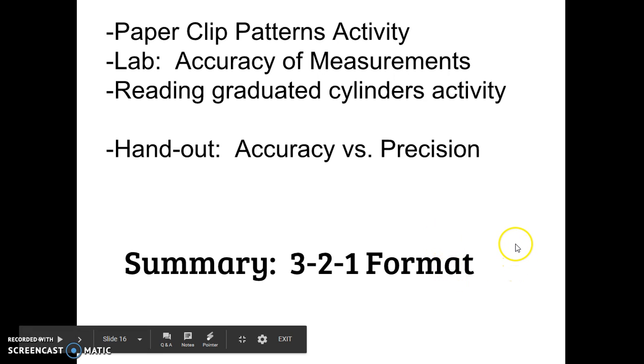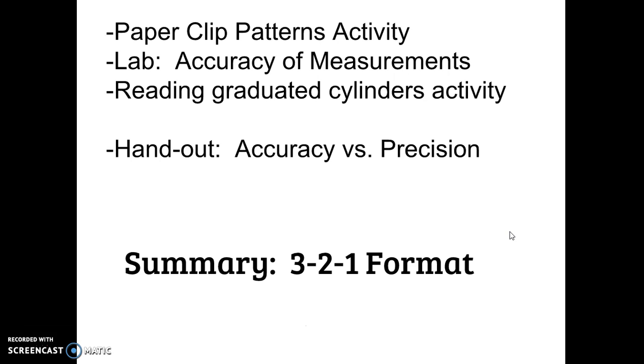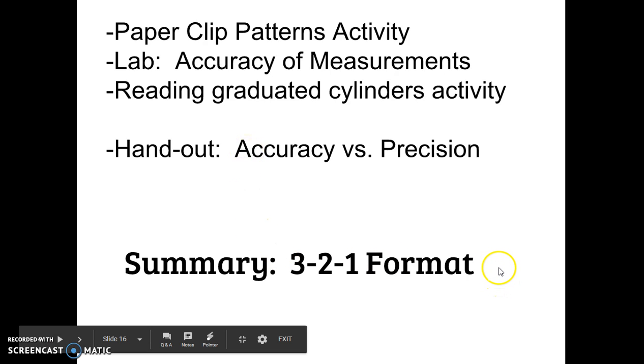Okay, so in class today, what we're going to do is watch those video clips. We're going to go over these examples that I had you take the measurements for. You guys are going to do a paper clip activity. We're going to do a reading graduated cylinders activity. And then if there's time, we're going to do a lab on accuracy of measurements. We'll probably end up doing that next class. There will be a handout that I will give you on accuracy and precision that you will do. And the summary for this objective is a 3-2-1 format.